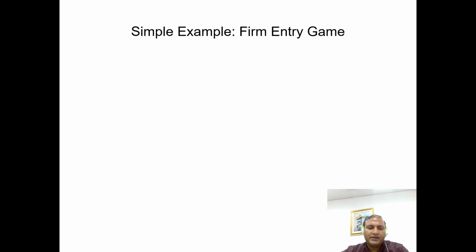We can understand the basic structure of the dynamic game with the help of a simple example, and we take the example of the firm entry game. In this game, we have a firm who wants to enter into a market. We call it firm number one, and there are two actions available to this firm. Either it can decide to enter into the market, or it can decide to stay out of the market.